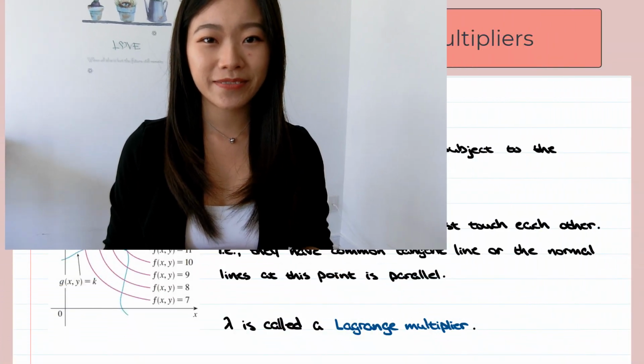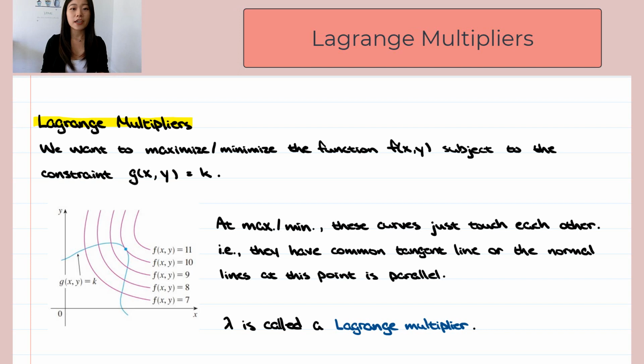Let's talk about the Lagrange multipliers in this lecture. Lagrange multiplier is a method when we want to maximize or minimize a function that is subject to a constraint. Suppose we have a two-variable function, f of x and y, and we want to maximize and minimize the function subject to a constraint, g of x and y equals a constant k.